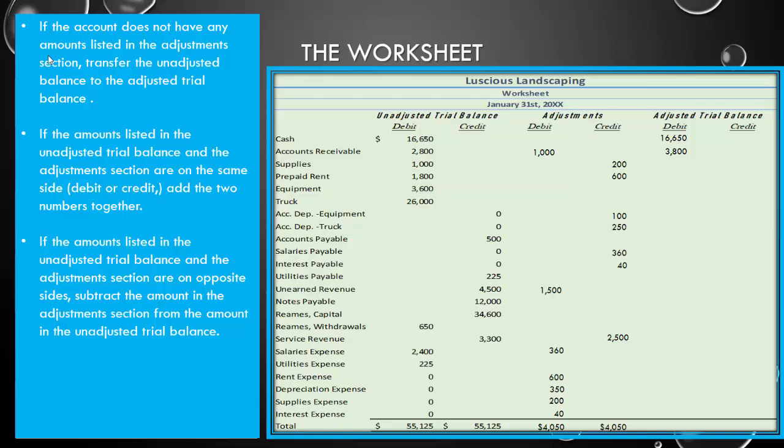Unadjusted balance is on the debit side, adjustments is on the credit side. Since it's on different sides, you subtract the two. 1,000 minus 200 is going to give you 800, but it's still an asset, it's still supply, so it should have a debit balance. Same concept with prepaid rent. We had a debit balance of 1,800, but we credited it for 600 in the adjustments, so we subtract and report the difference, which is $1,200 debit balance to that account.